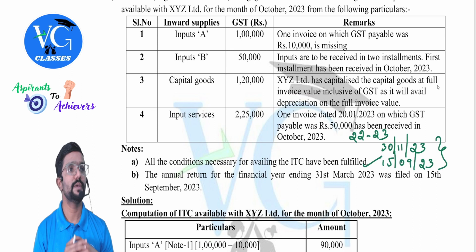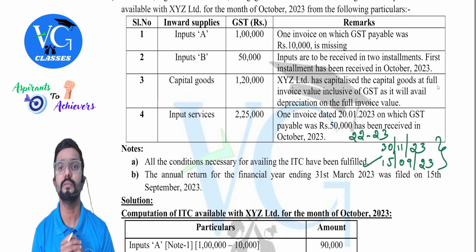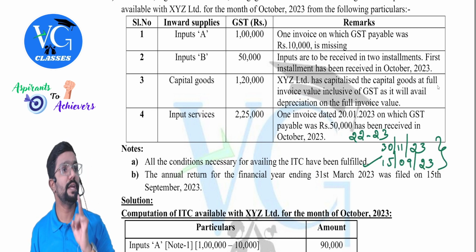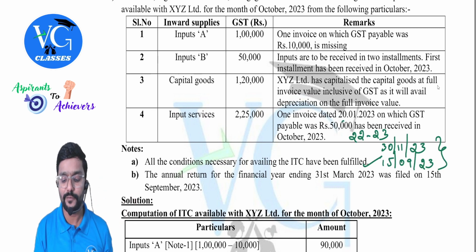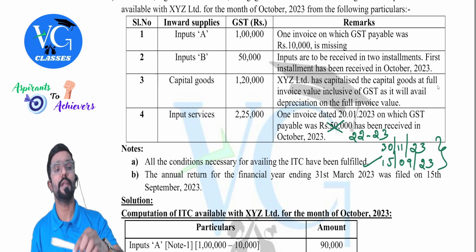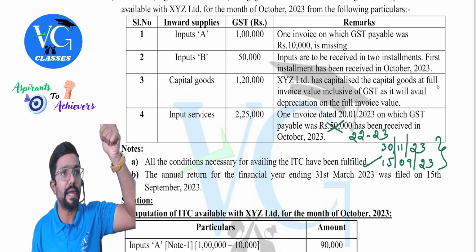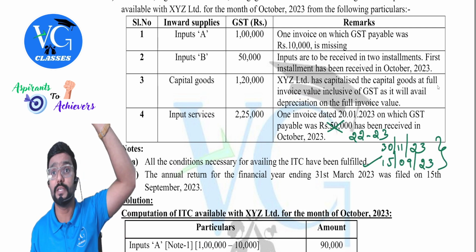15th September. Now we are in which month, Darshan? October. We are in October. 15th September, deadline is already over. Can we claim the credit for 50,000? No. Sorry. We cannot claim credit. Hope you are understanding. Guys, what is the deadline to claim credit is given in section 16 subsection 4, right?